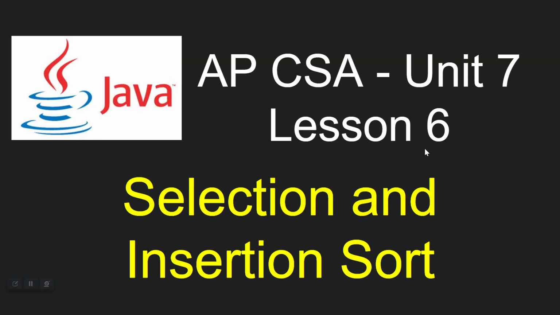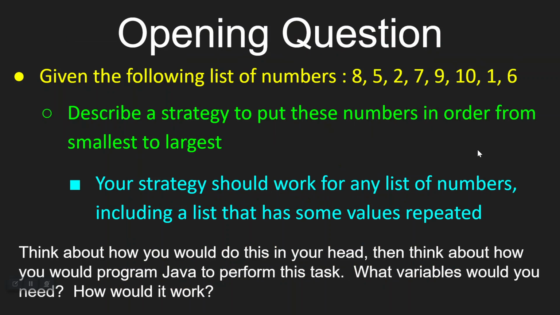Unit 7, Lesson 6. This time we're learning about the selection and the insertion sort. So let's get started. All right, we're going to do a little bit of an opening question here. If you were given a list of numbers, and the numbers are all right here for you, as you can see, they are not in order. Describe a strategy to put these numbers in order from the smallest to the largest. Your strategy should work for any list of numbers, including a list that has some values repeated.